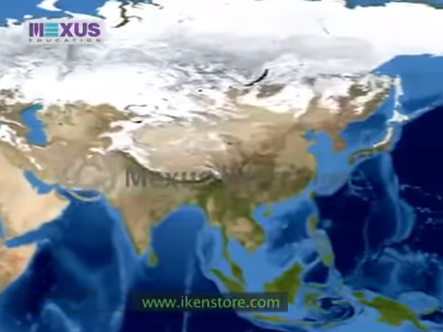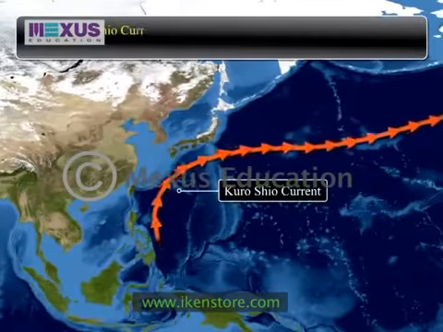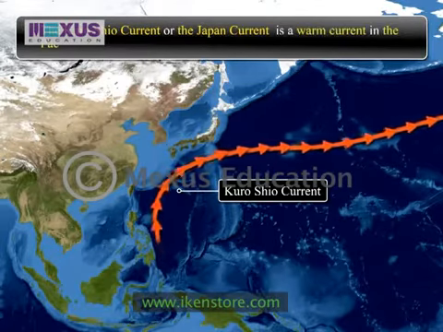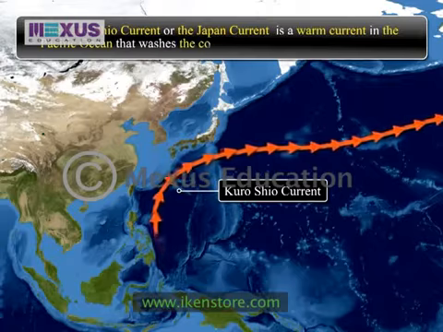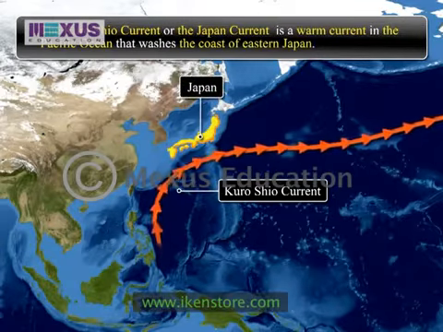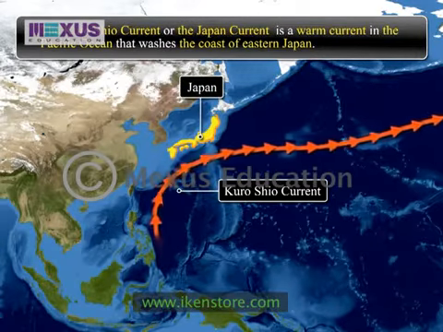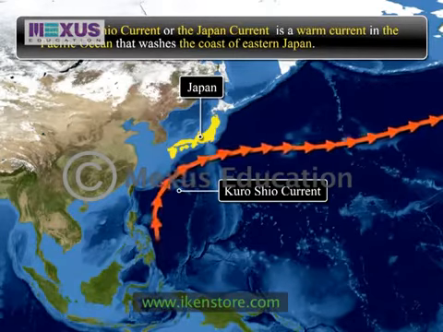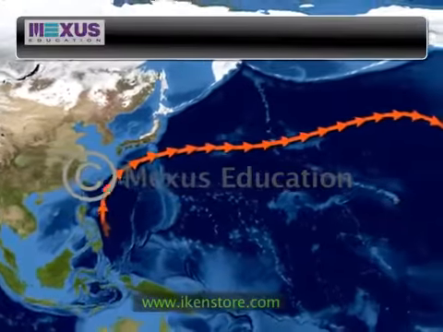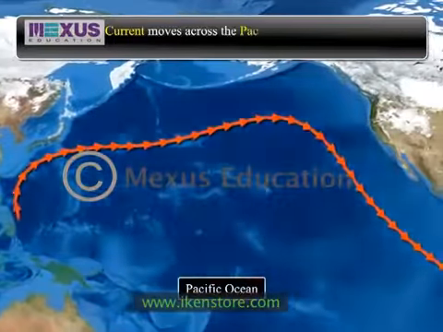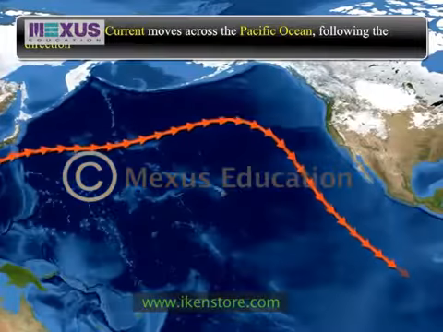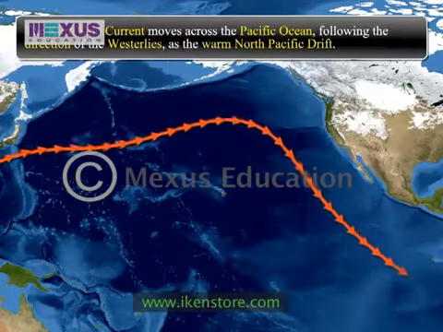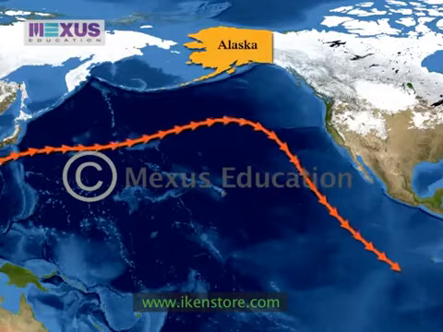The third important ocean current is the Kuroshio Current, or the Japan Current. This is a warm current in the Pacific Ocean that washes the coast of eastern Japan. This current makes the winters of western Japan milder and keeps the coast ice-free. The Kuroshio Current moves across the Pacific Ocean, following the direction of the westerlies as the warm North Pacific Drift. It has a warming effect on the coast of Alaska and Canada.